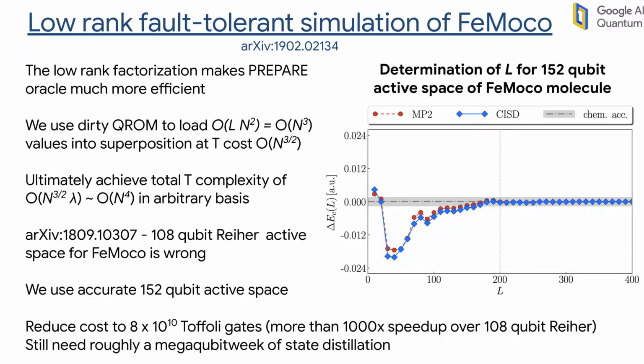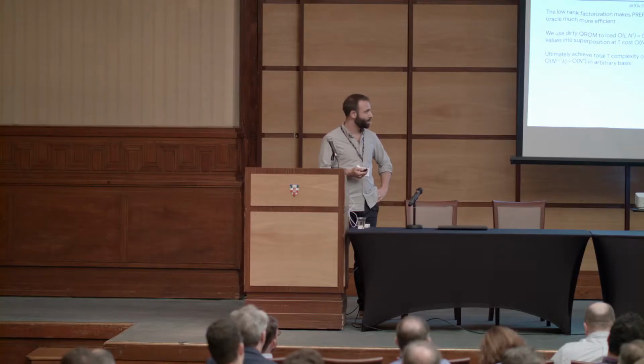So again, sorry to subject you all to that, but the point is that in terms of the fault-tolerant resource estimates, we had a paper with Dominic Berry from February, which shows how to implement this prepare oracle in a way that takes advantage of that low rank factorization, and we can do the prepare oracle much more efficiently. And we also use this dirty ancilla QROM so that instead of needing to load into superposition n to the 4 values, we only need to do n to the 3, and this dirty QROM allows us to fan out in a way that the T-cost is only n to the 3/2. Ultimately from this, we achieve a T-complexity of n to the 3/2 times lambda, which is about n to the 4, and we're talking about arbitrary basis chemistry.